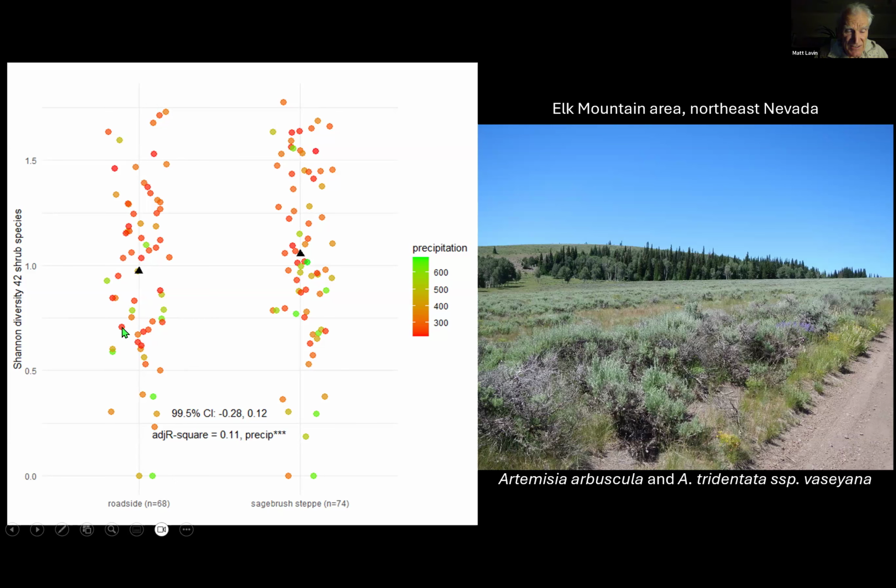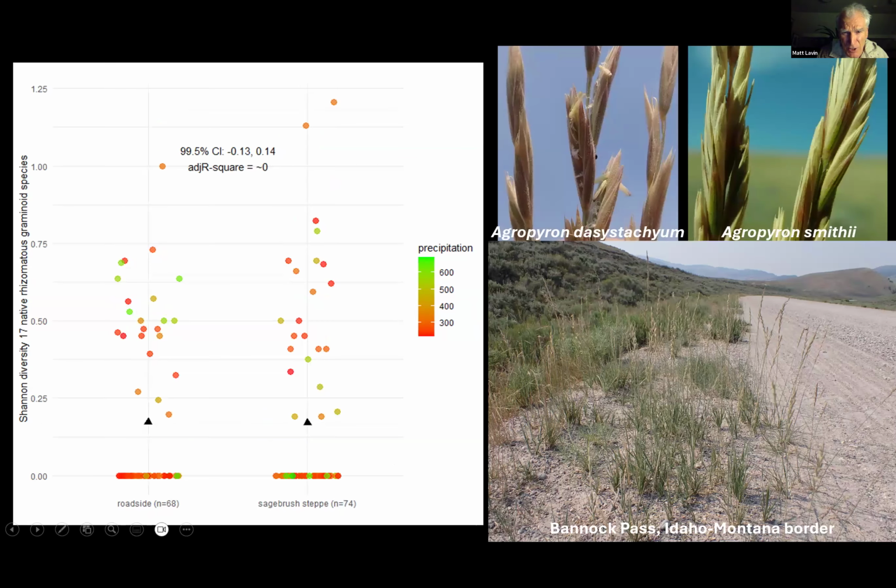So roadside transects here, sagebrush steppe transects here. Filled circles with high values represent transects, in this case, roadside transects that have high shrub diversity. Whereas transects down here at the bottom, 0, represent transects in the sagebrush steppe or in the road where there was maybe one shrub species, so no diversity. So that's just to give you a feel for this general category of no difference among many plant functional groups.